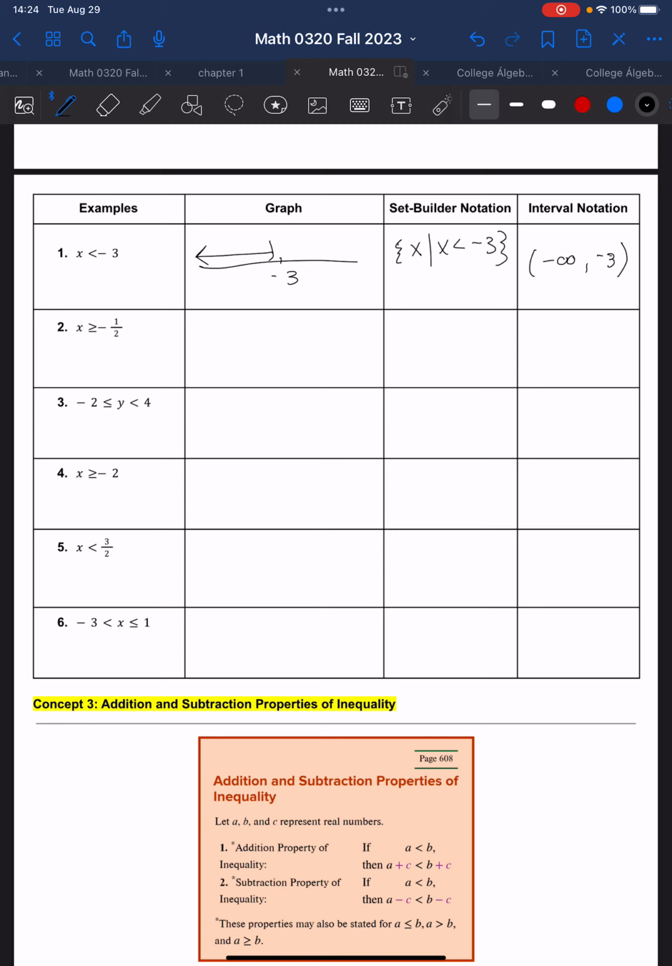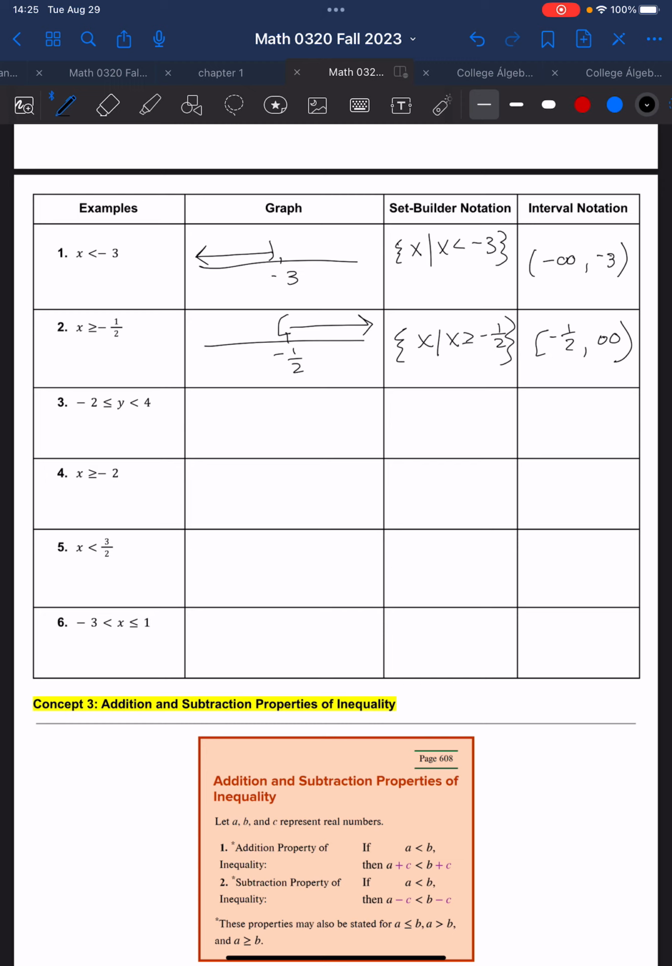Let's look at example 2. We have x is greater than or equal to negative 1/2. Here's my line, and here's my negative 1/2. Greater than or equal to says I'm going to go in the right direction with a closed bracket. Set builder notation: curly bracket x such that x is greater than or equal to negative 1/2. Then for interval notation, I have a bracket right over my negative 1/2, and it's going towards infinity, which I can never stop, so it's a parenthesis. So bracket, negative 1/2, comma, infinity, parenthesis.